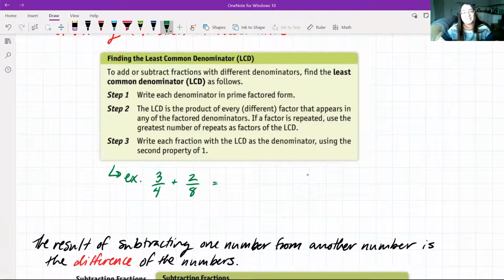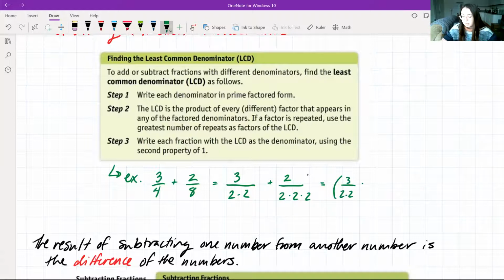For example, if we have 3/4 plus 2/8, we want to write the denominators in prime factored form. In this case we get 3 divided by 2 times 2, plus 2 divided by 8, which in its prime factored form is 2 times 2 times 2. We see on the right-hand side we have one extra 2 in our denominator. So we're going to take 3 divided by 2 times 2 and multiply it by 1, or the equivalent of 1, which is 2 divided by 2. Our second fraction is going to stay the same: 2 divided by 2 times 2 times 2.